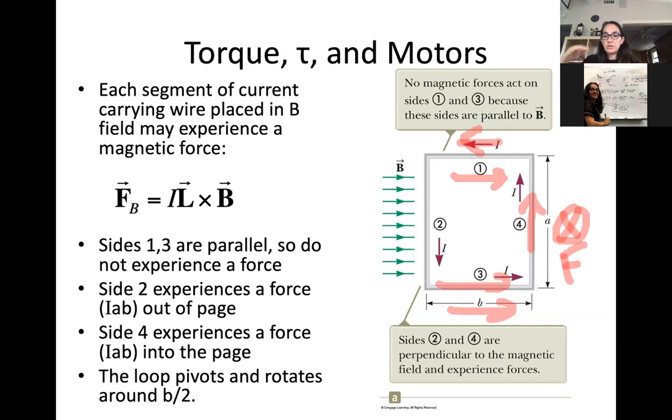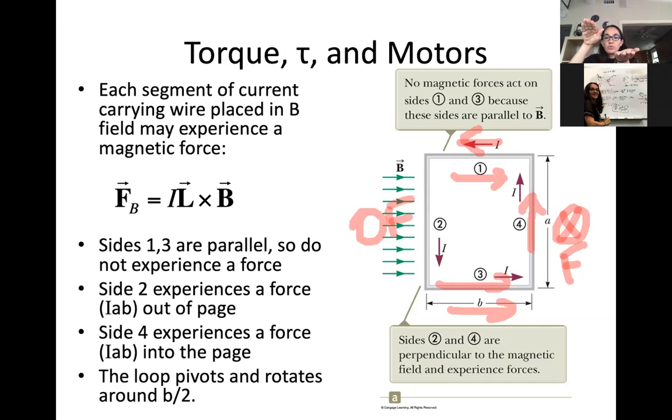Okay, and now let's do side 2. So now the fingers point towards me. B field points to my right, so I have to turn my palm that way. And the thumb, the force, points straight up. So side 2 has an upward force. So what's going to happen?